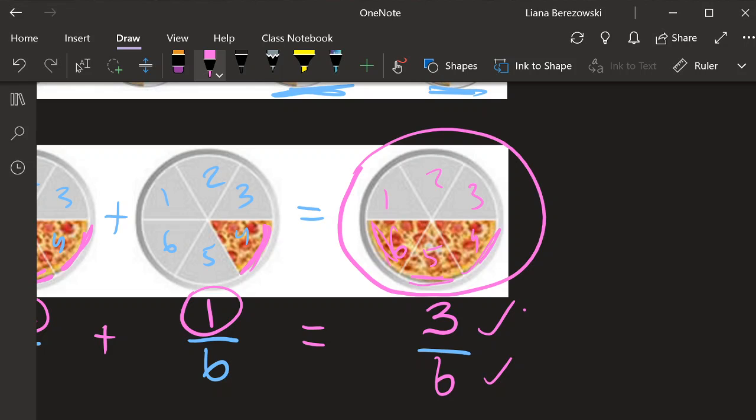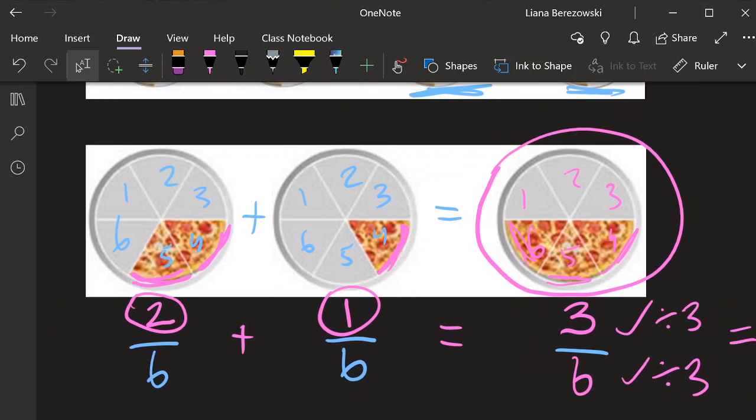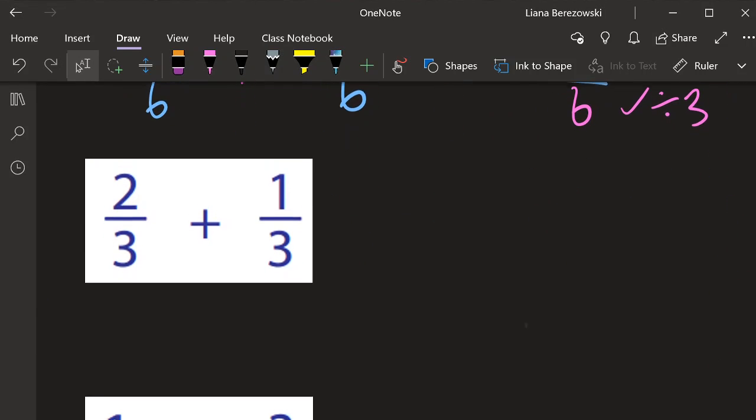So if we do that, so if we do 3 divided by 3 and we do 6 divided by 3, okay? 3 divided by 3 is just going to be 1, and 6 divided by 3 is going to be 2. Okay, so we end up that 3 over 6 can be simplified to 1 over 2, which is a half. Okay? All right, so let's try and do some examples without visual aids.